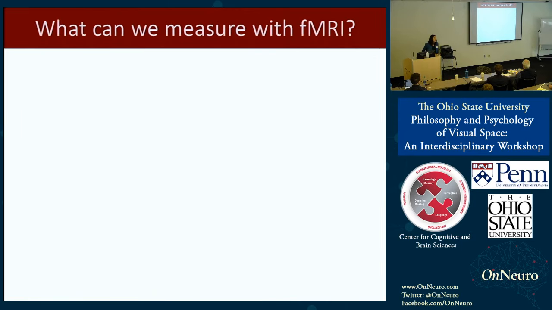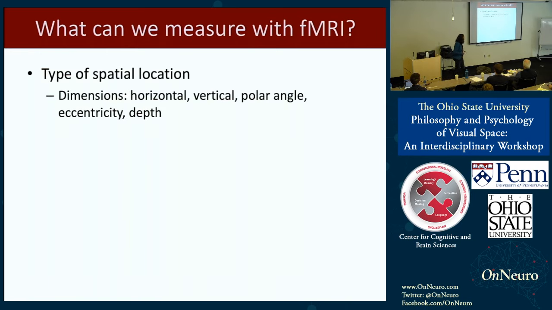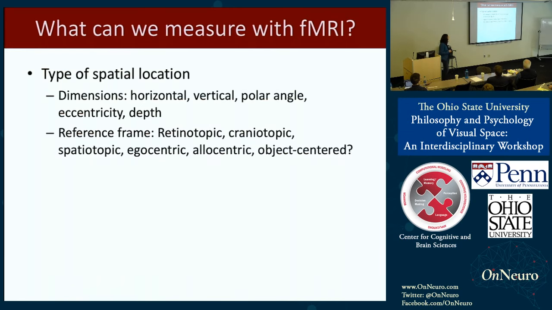Okay, so before I show the actual data, let me talk a little bit about what we can actually measure with fMRI. One thing we can ask is this question, what type of information, as what type of spatial location. So we can vary things like the dimensionality of space, whether we're trying to map horizontal or vertical or polar angle or eccentricity or depth in this case. We could also vary the reference frame of visual information to look at eye-centered or head-centered or world-centered, or relative to the self versus others or objects and so forth.